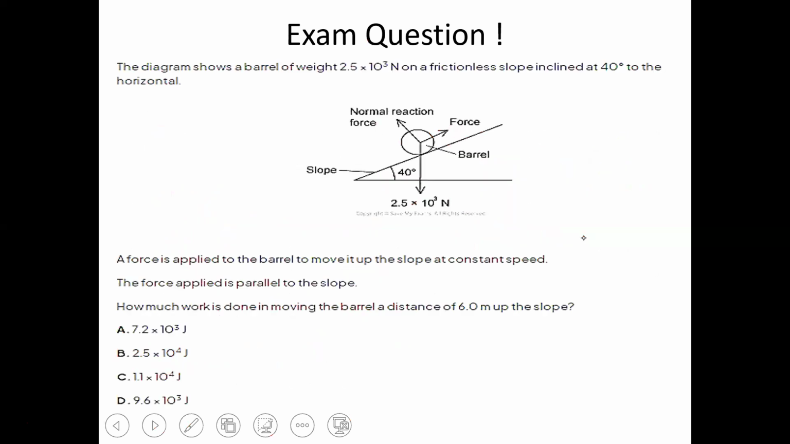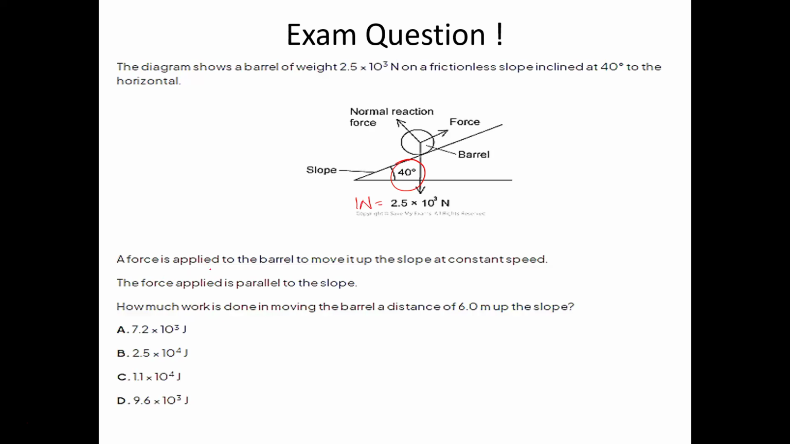Okay, this is an exam question being shown in front of you. Let's see what is being asked in this specific question. The diagram shows a barrel of weight 2.5 into 10 power 3 Newton on a frictionless slope which is inclined at an angle of 40 degrees. So there is a frictionless slope, and this is the weight of the barrel.